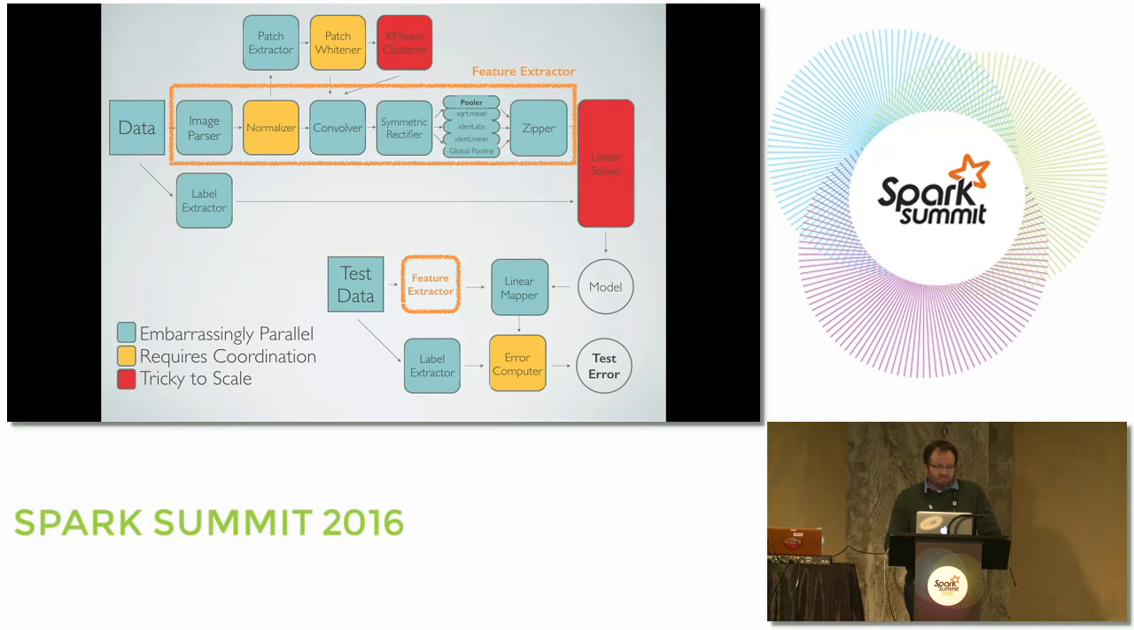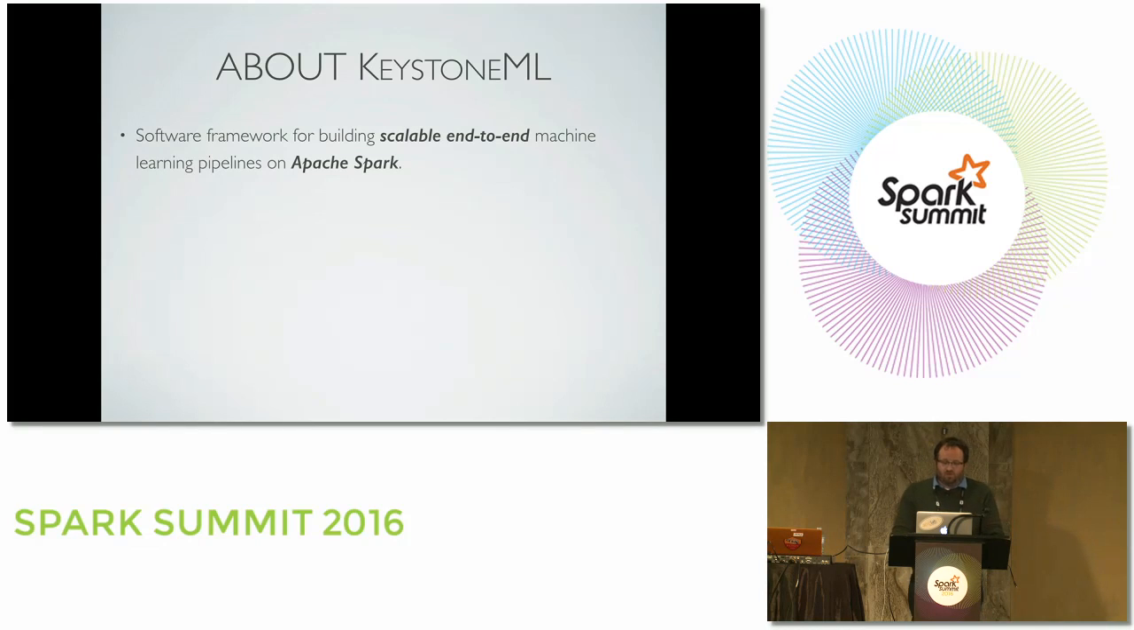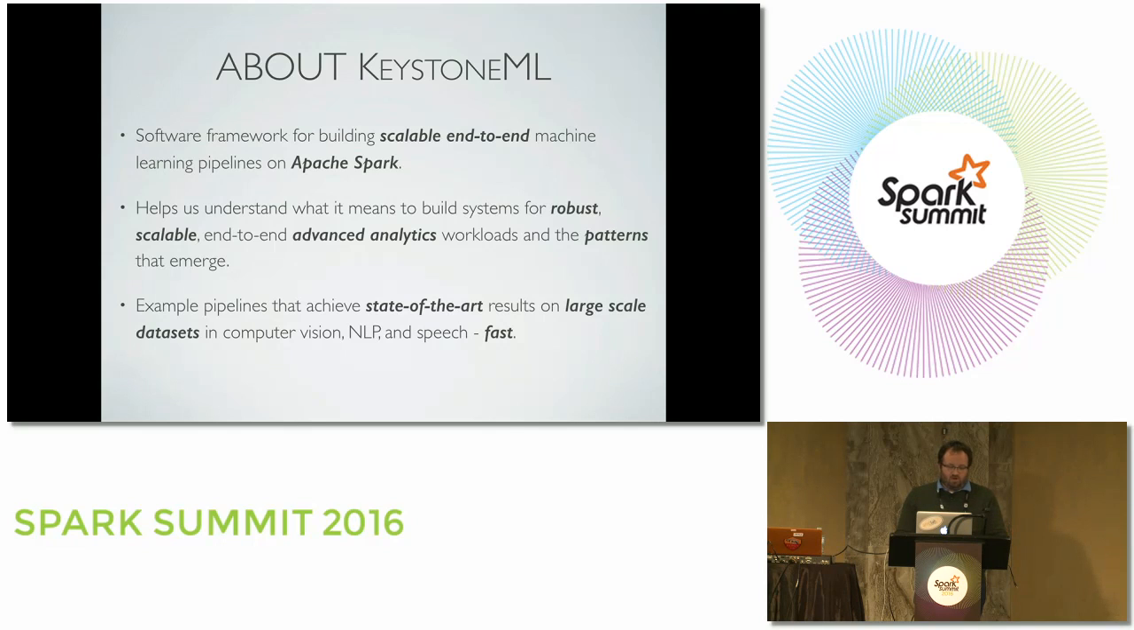So that's the idea. And so what is KeystoneML? KeystoneML is a software framework for building scalable end-to-end machine learning pipelines on Apache Spark. It's going to help us understand what it means to build systems for robust and scalable end-to-end advanced analytics. So from a research perspective, what's the research objective here? We want to understand this new class of workloads and understand what system support we need to build in to help users get the best performance out of their systems and prevent them from rebuilding these same things over and over again.